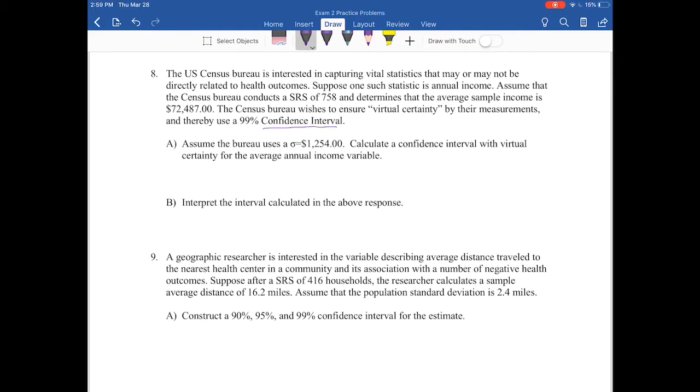So once again, we're going to write off to the side what we know. So we have a simple random sample of 758 individuals. So our n here is equal to 758. We have an average sample income here. So this is where our average sample, right? So our x bar is going to equal $72,487. We want to be virtually certain, so we're going to use a 99% confidence interval. Part A, we're going to be using a standard deviation of 1,254. We're going to calculate this using a 99% confidence interval.